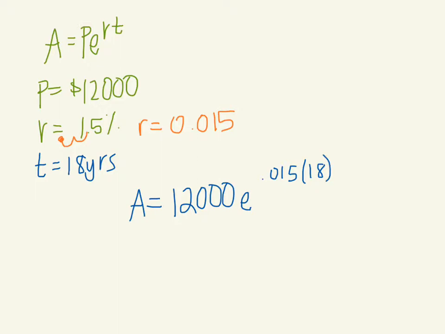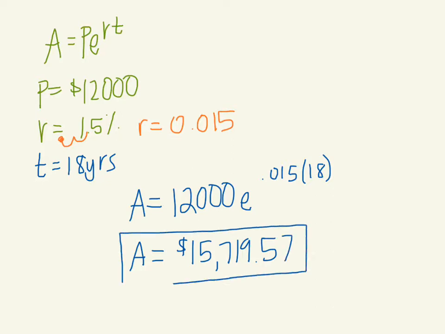From here, you would type this into your calculator. So 12,000 times e raised to the 0.015 times 18. Since this is money, we're going to go ahead and round to the nearest cent, so you should get $15,719.57. So definitely their investment grew. Over 18 years is not a huge growth, but interest rates really aren't that great nowadays, so it is what it is. All right, let's take a look at another one.